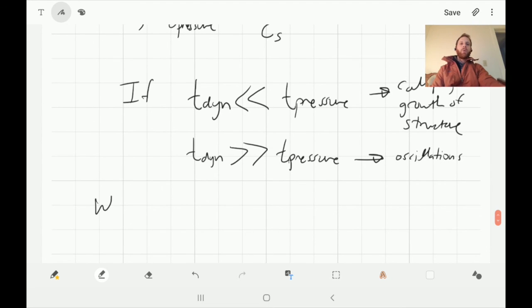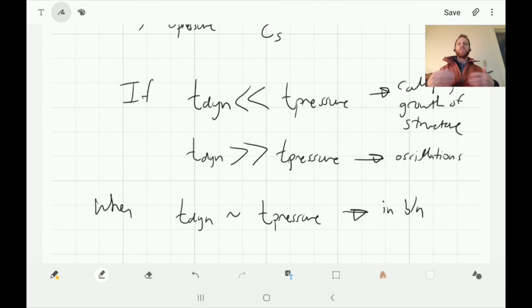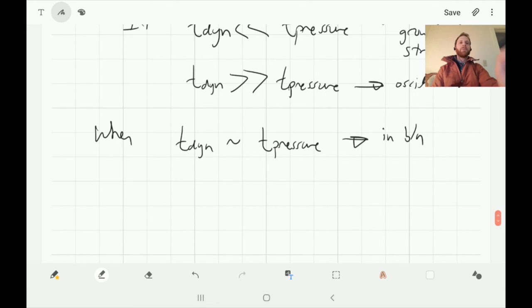In other words, we could say when T dynamical is on the order of the time scale for pressure, then that's the transition. So let's just set these two things equal and see what we get. The dynamical time scale was 1 over the square root of 4 pi G rho bar. The pressure time scale was the size of the object, the size of the overdensity, divided by the sound speed.